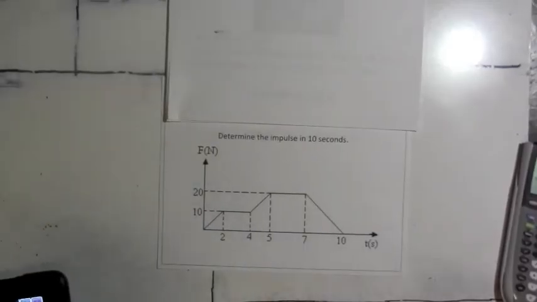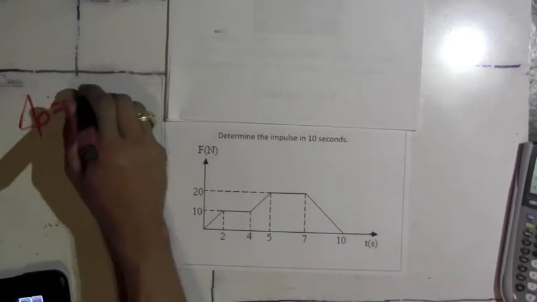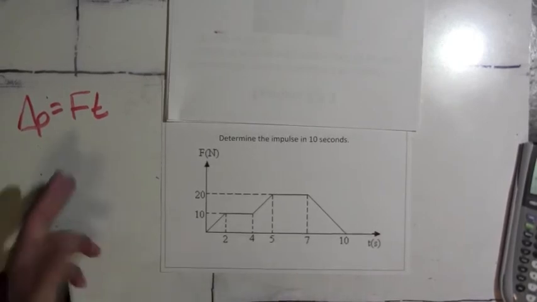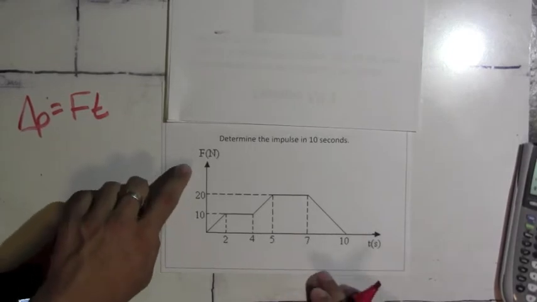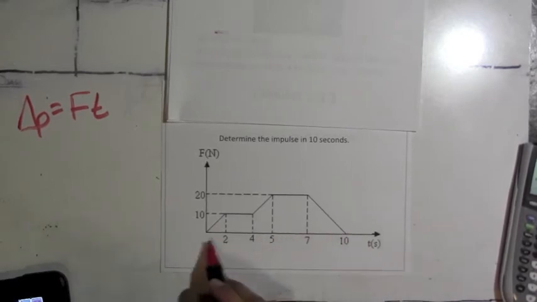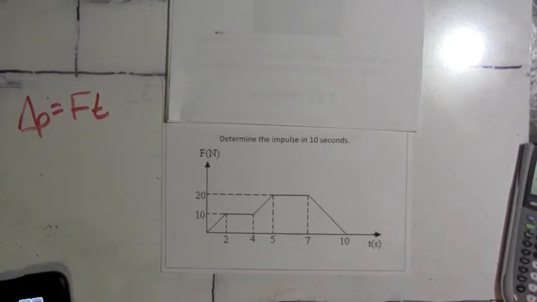Okay, this is a graph question. We haven't done graphs in a while. It says determine the impulse in 10 seconds. Remember, impulse is another word for change in momentum, so what I'm trying to solve for is delta P, which I can get by saying F times t. You should remember by now that whenever you're multiplying two things together on a graph, we're finding the area. So basically I'm trying to find the area under this graph during the first 10 seconds. I actually divided this graph up for you so it's easier to figure out, number one, that you should be finding the area, and number two, how to do it.